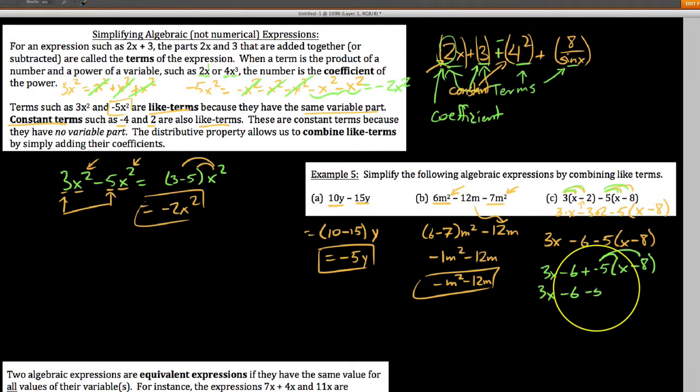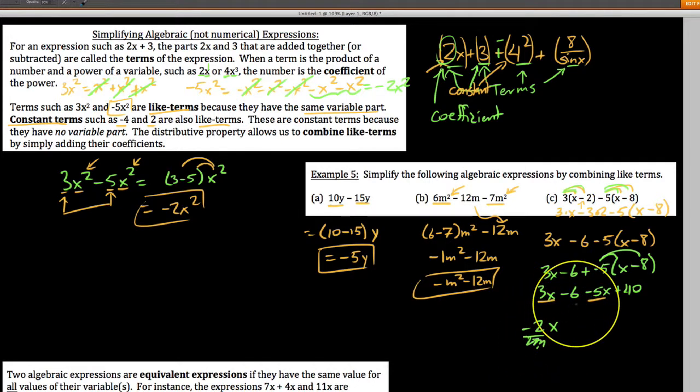We'd say it'd be a negative 5x. And we had a negative 5 times a negative 8, this would give a positive 40. Okay. So now in terms of like terms, we say this has an x to the first and this has an x to the first. We would say, well, how many total x's do we have? Really, this is the question we're trying to answer. And we say, well, 3 and a negative 5 give us a negative 2x.